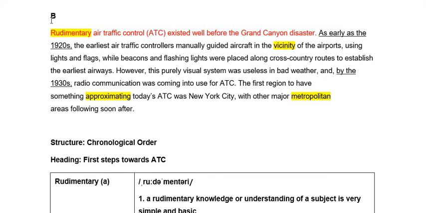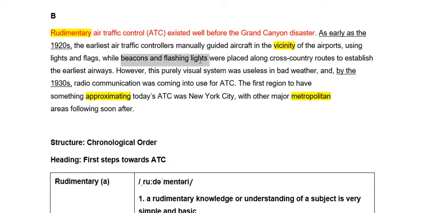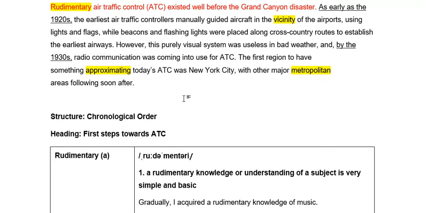And you can see here in paragraph B, there were two main developments here, right? 1920s and 1930s. In the 1920s, air traffic control was a purely visual system using lights and flags and beacons and flashing lights. And by the 1930s, there was actually radio communication. Okay, so it was no longer only purely visual, but there was also radio communication. Okay, so that was the first two developments of air traffic control in the USA.